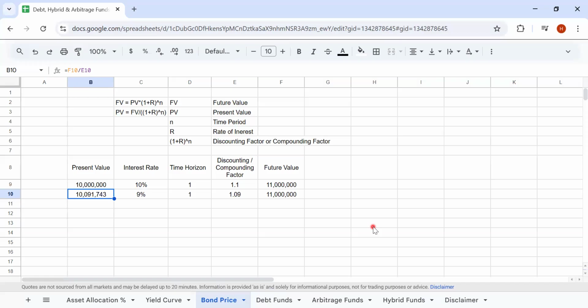The reason is that in the bond, they will clearly mention the maturity value. The maturity value in this case would be 1 crore 10 lakhs. So since the maturity value is 1 crore 10 lakhs, the investor on the other side will be willing to buy this bond at 1 crore 91,743. The investor in this case would have made 91,000.